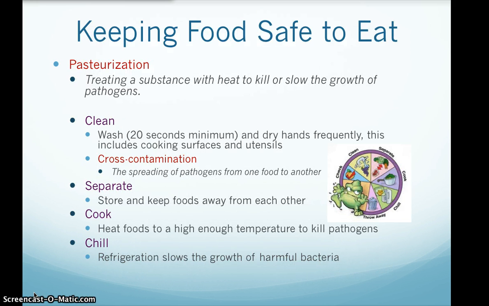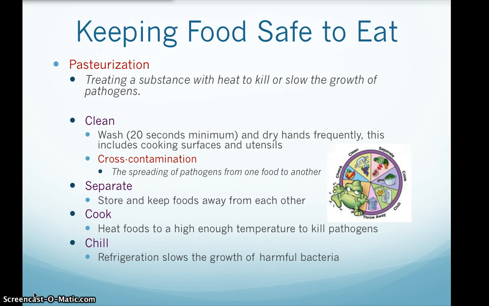Now, how do we keep food safe to eat? There's a process out there that we use for a lot of our dairy and our milk and whatnot. It's called pasteurization. This is where you're going to treat a substance with heat to kill or slow down the growth of the pathogen. A lot of times after milk is produced by the cows, it's taken to the company, and what they'll do is heat that milk up to a very high temperature in hopes to destroy any bacteria or anything that might be otherwise in that milk.